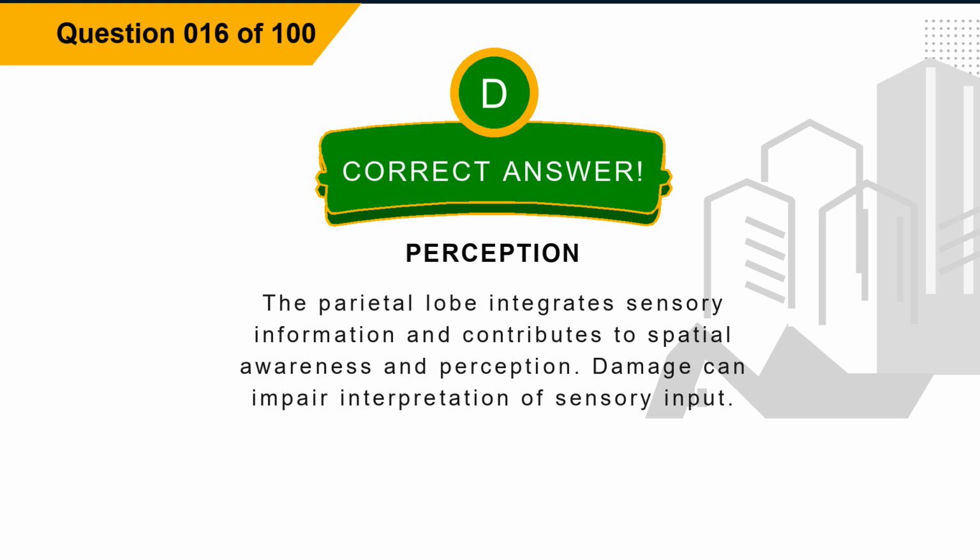Perception. Explanation. The parietal lobe integrates sensory information and contributes to spatial awareness and perception. Damage can impair interpretation of sensory input.